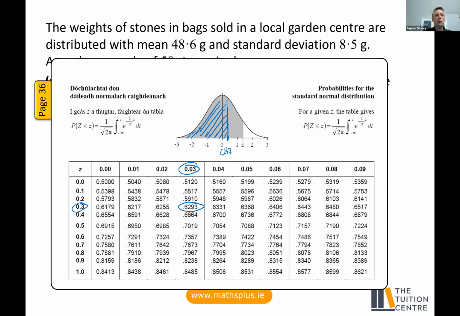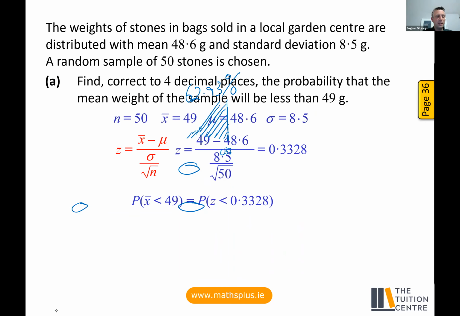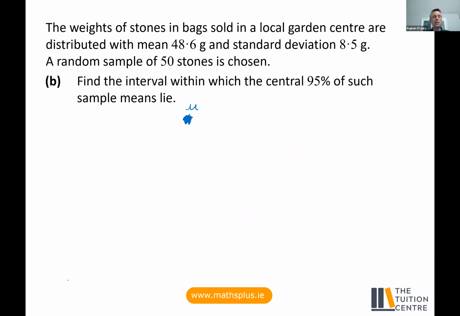0.6293. That would correspond with a percentage of 62.93%. So I can say that the probability of a z-score less than 0.3328 is the same probability as having a sample mean less than 49 grams. And in each case, it'll be 62.93 or 0.6293. 10 marks. Hopefully that was okay for students.